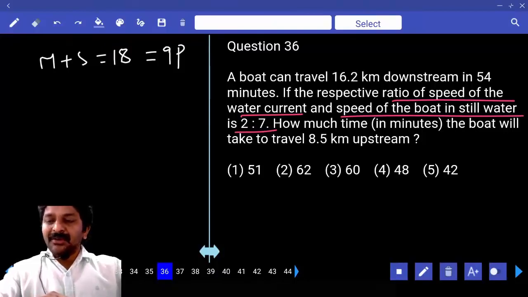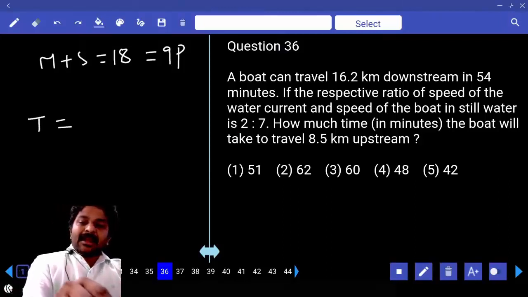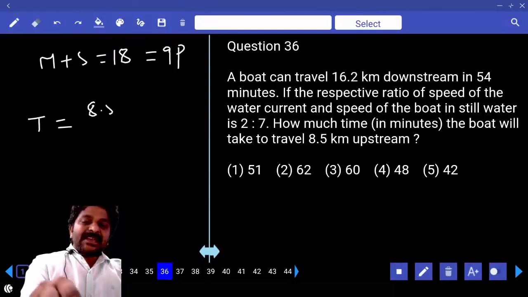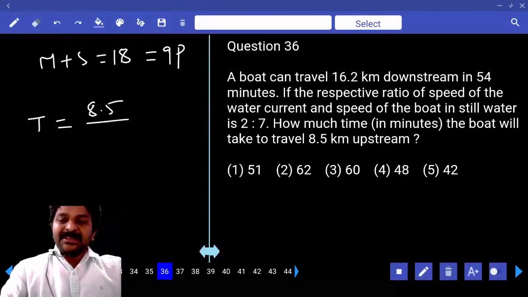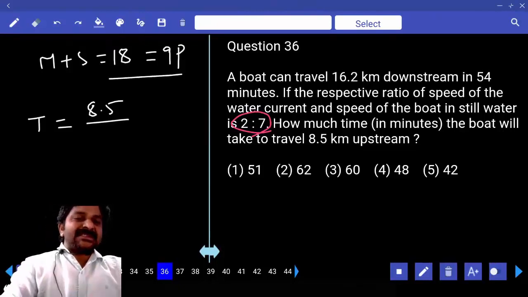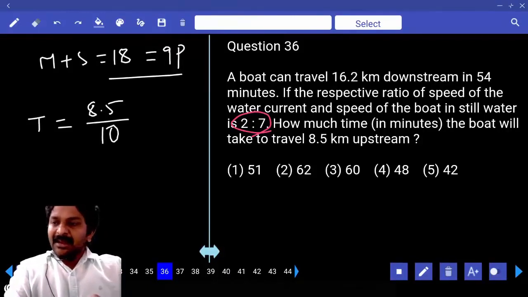How much time will the boat take to travel 8.5 kilometers upstream? Time to travel 8.5 kilometers upstream. Upstream in the sense m minus s. 7 parts minus 2 parts, 5 parts. 9 parts is equal to 18. 5 parts is 10. That is divided by 10 only. Right. 10.